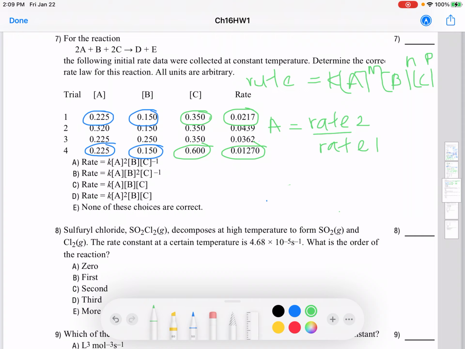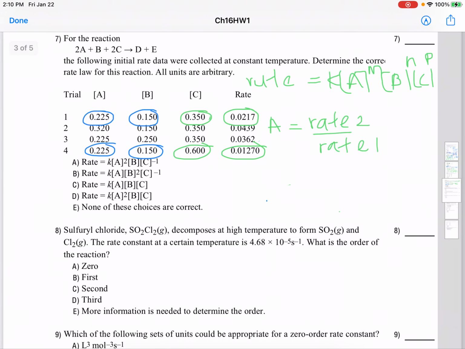Remember, the order can be a whole number, it could be a fraction, it could be a negative number, or it could also be a decimal. So make sure you consider negative orders as well. Okay, so you can find A, B and C based on the same method we used for 5 and 6.